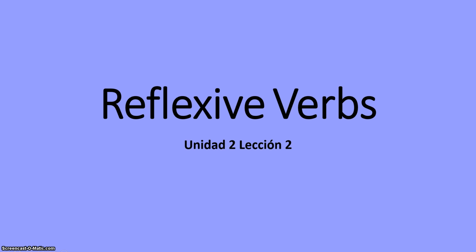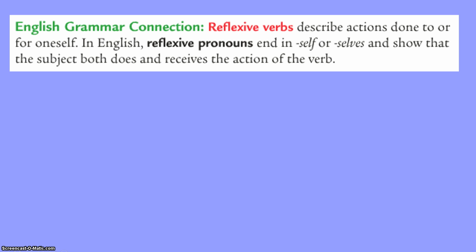We have a ton of reflexive verbs in this section's vocabulary, and we are finally going to learn how to conjugate them. You can recognize the reflexive verb because it has that se attached on to the infinitive form, like bañarse or acostarse. Reflexive verbs describe actions done to or for oneself. We have reflexive verbs in English too. You probably just didn't realize it.